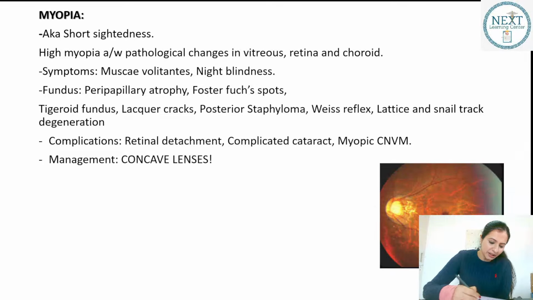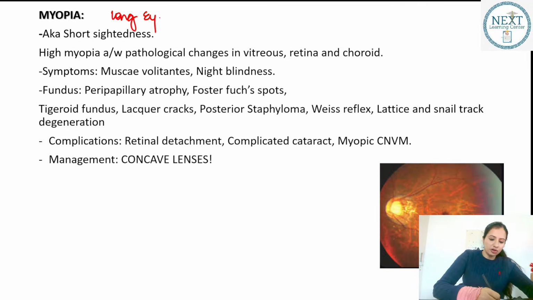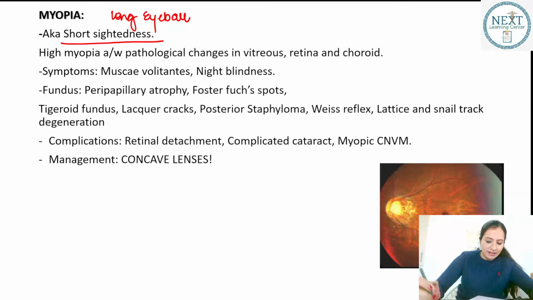Myopia, very important. So a patient of myopia has a long eyeball and the patient will have a problem with far vision. So you also call it short-sightedness. Symptoms: muscae volitantes, meaning the patient will feel something moving inside the eye, and night blindness in late cases.